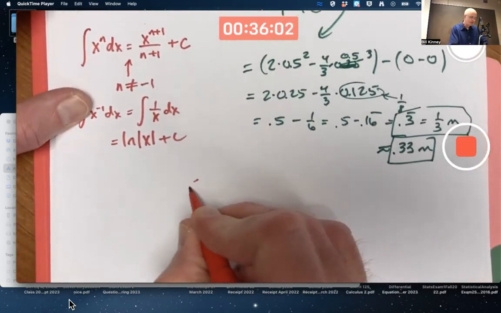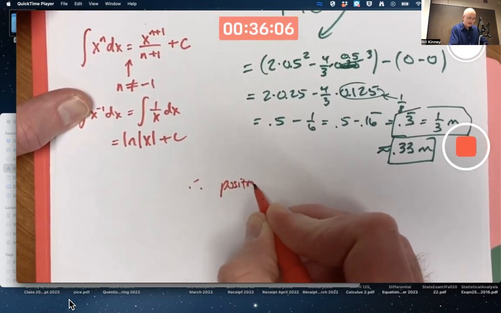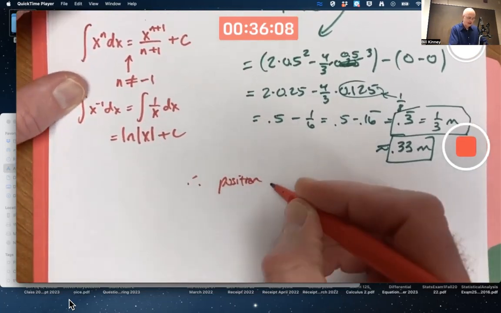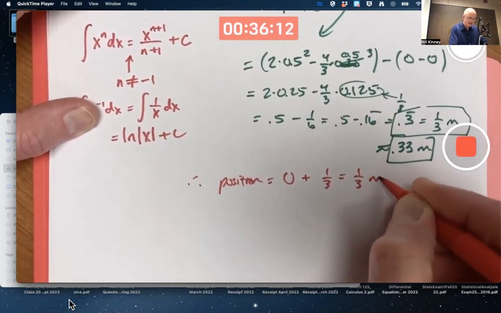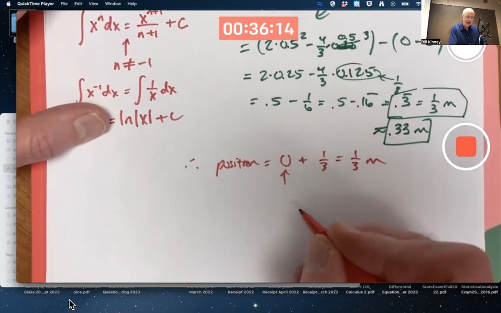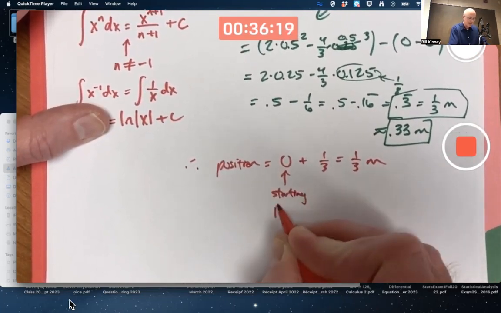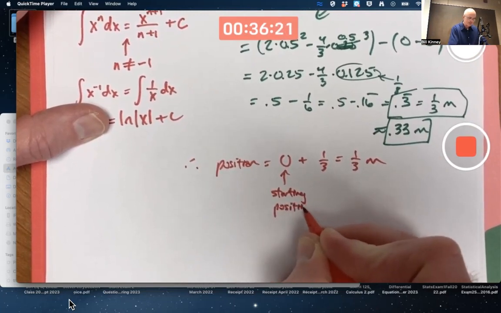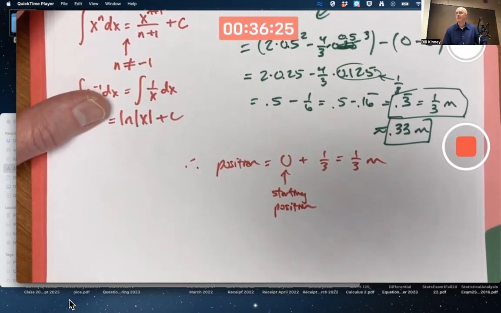But we started at position 0. Therefore, I can say position at time equals 0.5 is 0 plus 1/3 meter. It's the same answer, emphasizing to add 0 because that's the starting position. But if we had some other starting position, then we need to put that other starting position there before adding on the value of the integral.